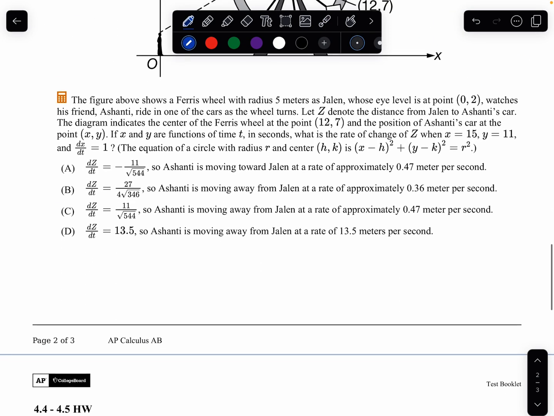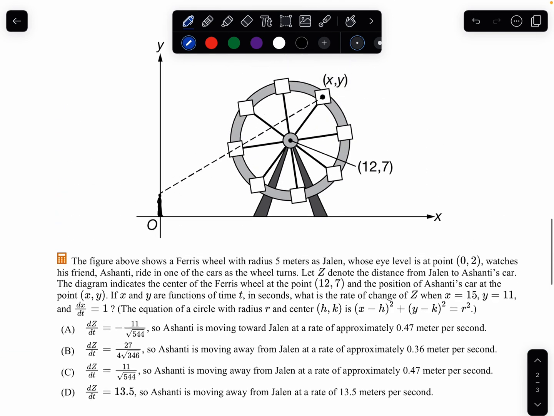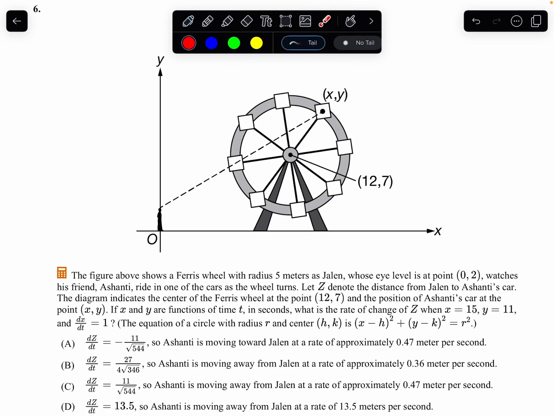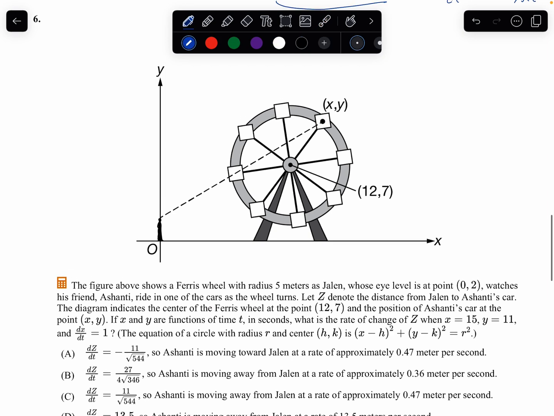Okay, the figure above shows a Ferris wheel with a radius of 5 meters as Jalen, whose eye level is at 0.02. So the eye level is, this is 2 units up, and it watches a friend on the ride in one of the cars as the wheel turns. So that's that right there. And this point right here, at that instant, it's going to be 12.7.